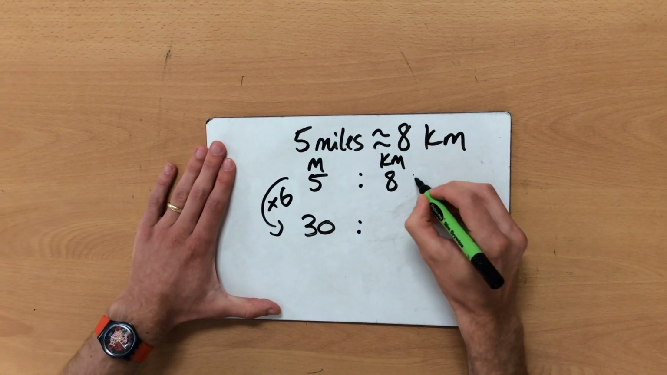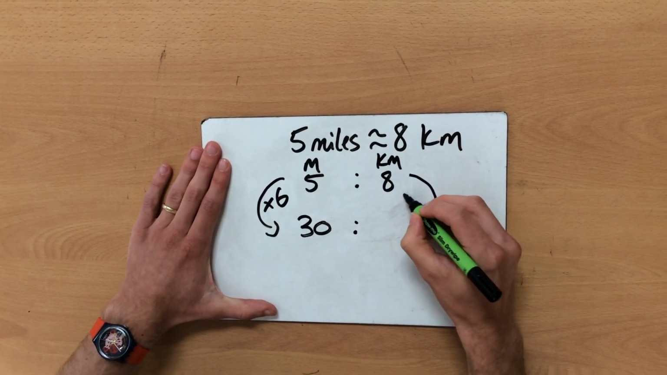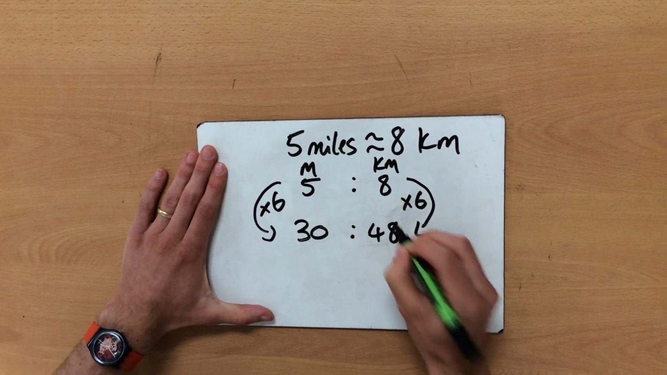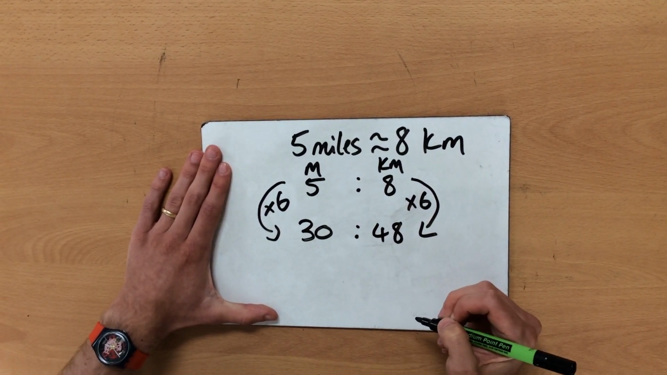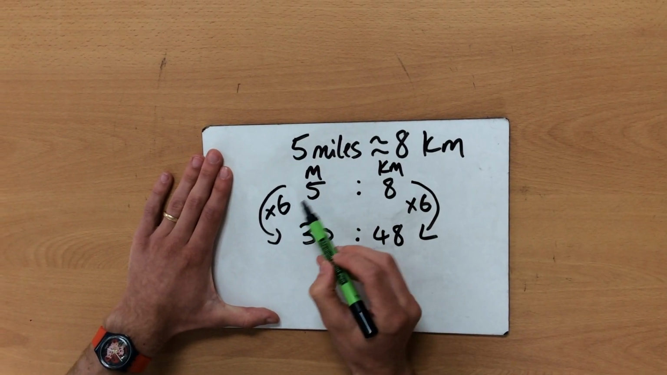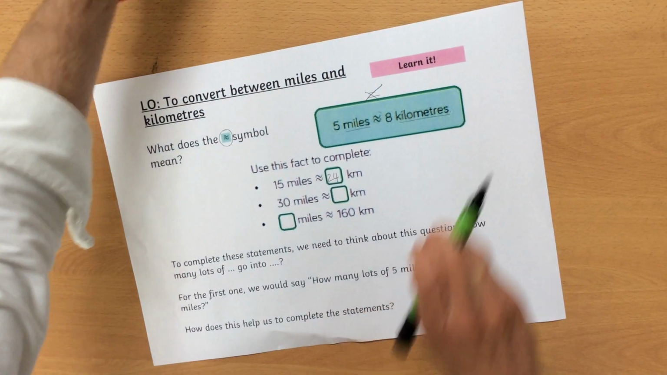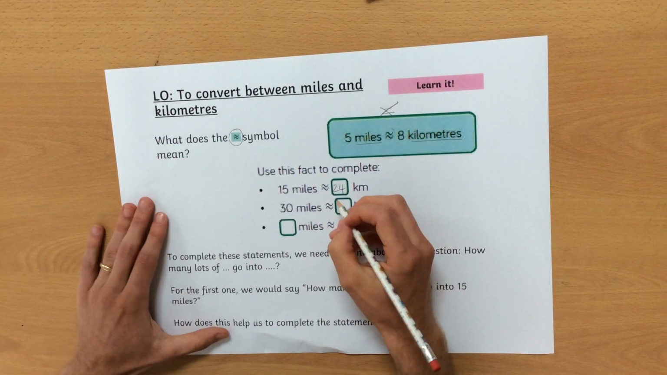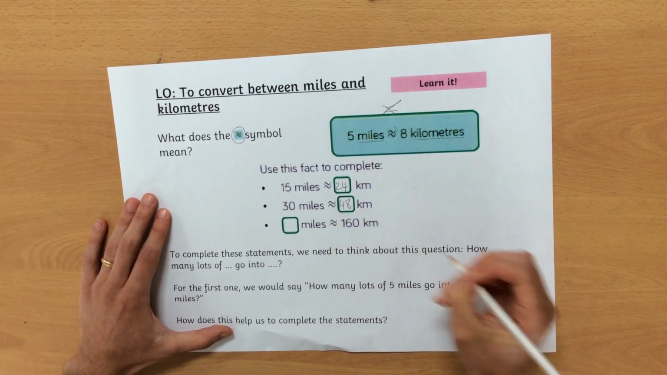I'm going to do the same to the other side of this ratio. 8 times 6 is 48. 48 kilometers. So really, the math that you're doing is very simple. All you've done is 6 times 5 and 6 times 8. For Year 6s, I think that's pretty simple if you ask me. Right then, so 30 miles is approximately 48 kilometers.